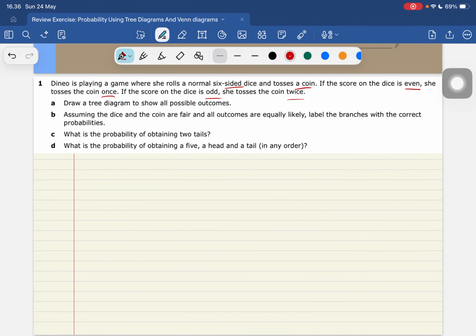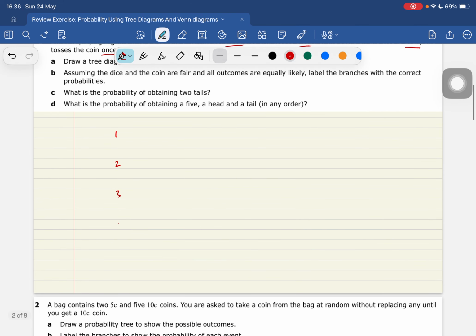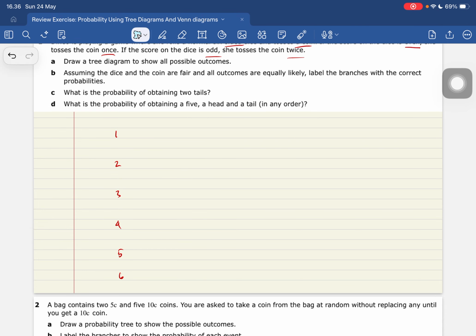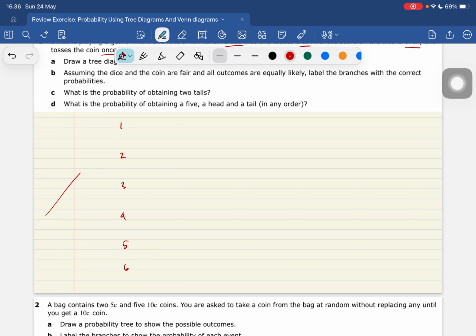So we'll draw. First we've got 1, 2, 3, 4, 5 and 6. Here are all the dice outcomes. So you've got 1, 2, 3, 4, 5, then 6. The probability for each is 1/6, 1/6, 1/6, 1/6, 1/6, 1/6.